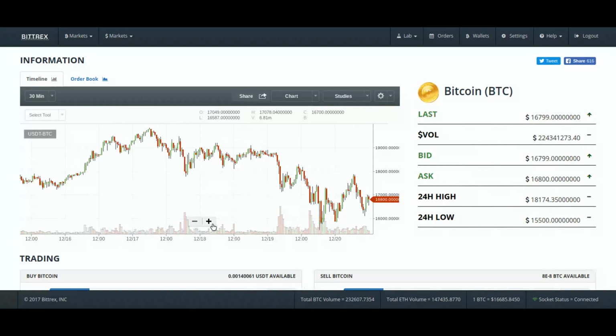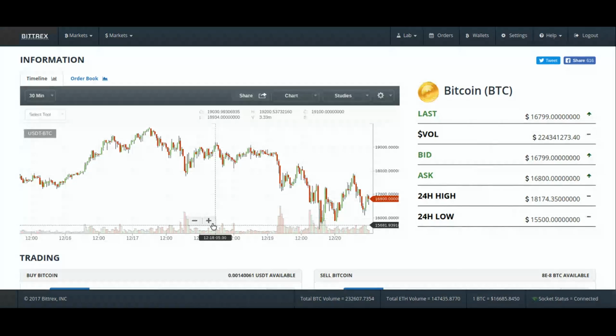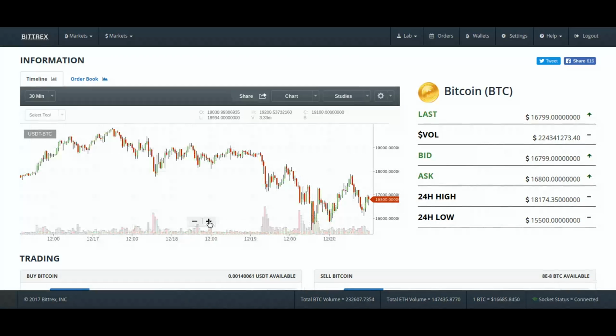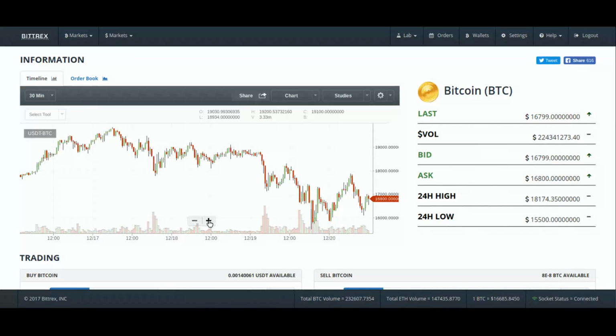All right, so what are we looking at right now? What we're looking at right now is a price chart, a 30-minute price chart.